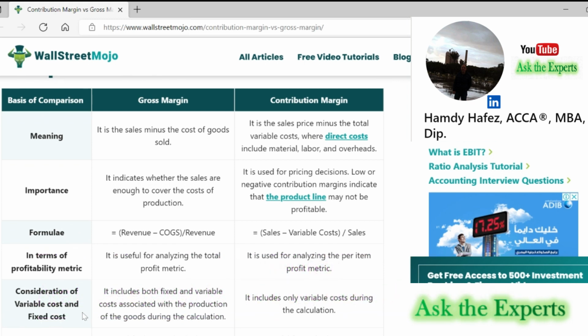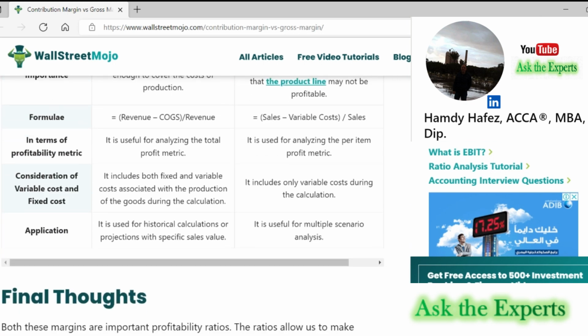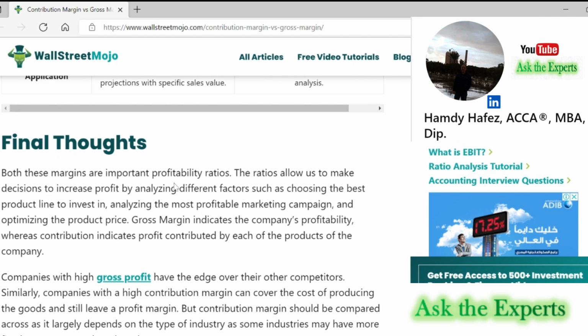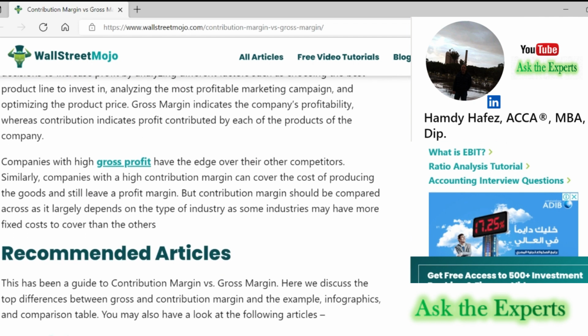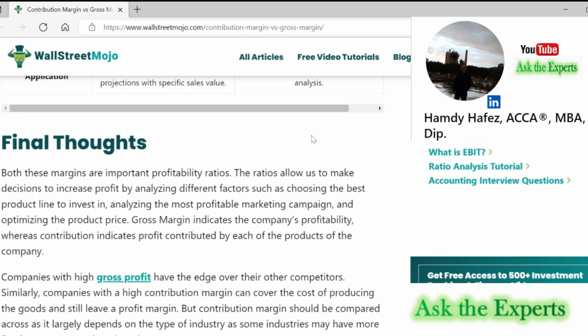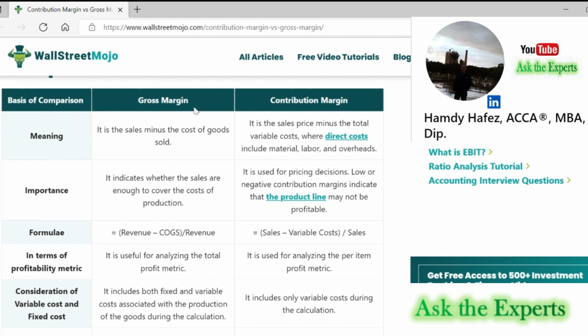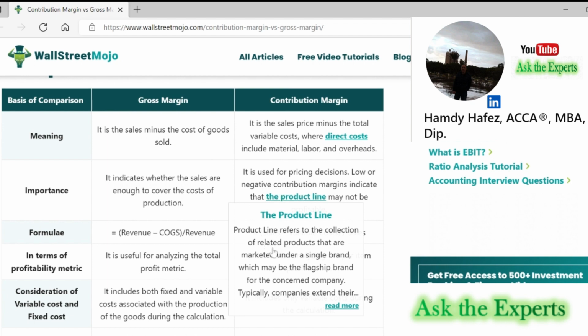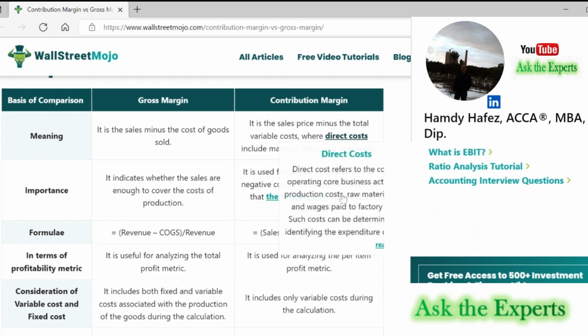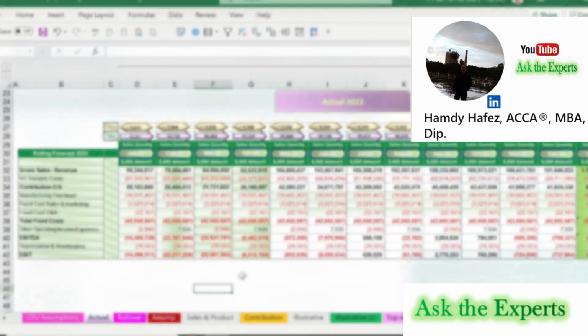The image is not correct. In the next comparative table, Preetha also tried to discuss the difference in meaning of the two concepts: the importance, the formula used, the difference in terms of profitability metric, and so on. Then a final important section by Preetha is the final thoughts section. In the upcoming episodes I will try to discuss this further with practical examples.